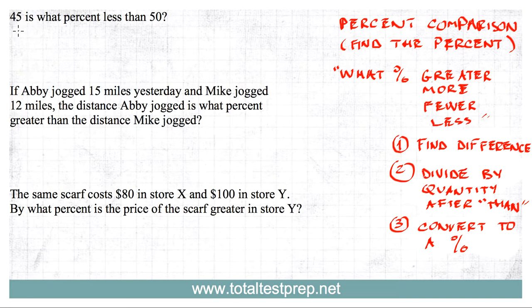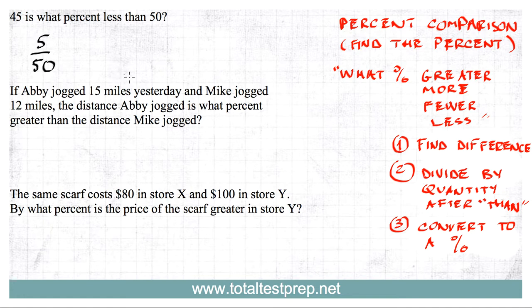So once again, this first question is asking us, 45 is what percent less than 50? We're comparing 45 to 50, and the difference between these two is 5. In reality, by finding the difference, we're saying that 45 is 5 less than 50. But we want to express that as a percent, so we're going to divide this 5 by the quantity that comes after than, which is 50.